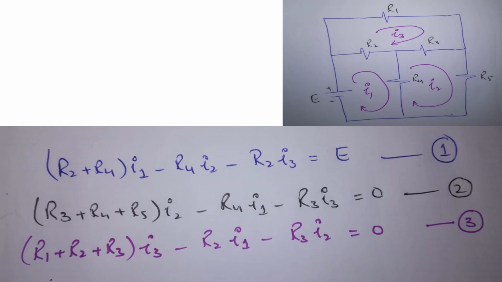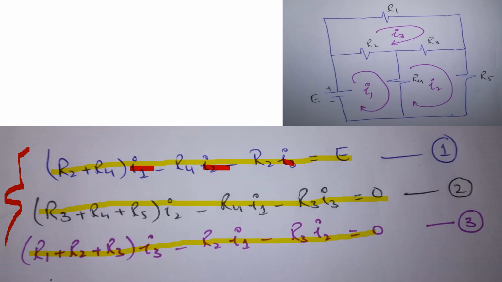Now we have these three equations: equation number 1 for mesh 1, equation number 2 for mesh 2, and equation number 3 for mesh 3. You can solve these three equations by any method studied in calculus to get the values of I1, I2 and I3. You can also solve this question using the detailed method, and you will see that you will get the same equations from that method also.